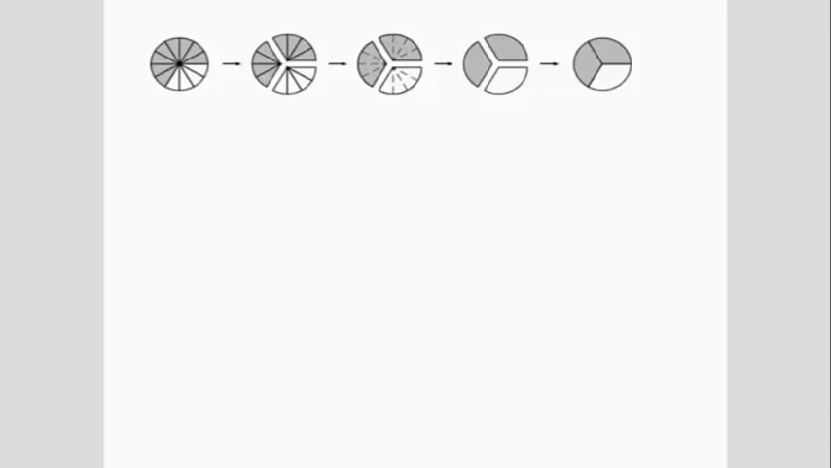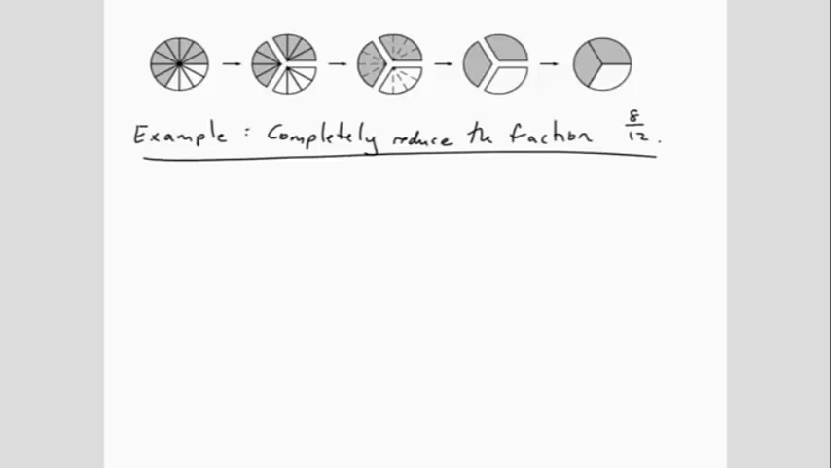The idea is that if you have a fraction where the top and the bottom are written as products, and you see the same value appearing in both the top and the bottom, they can be crossed out without changing the value. This step corresponds to making groups of wedges. Example, completely reduce the fraction 8/12. We have left a picture here to help guide your thinking.